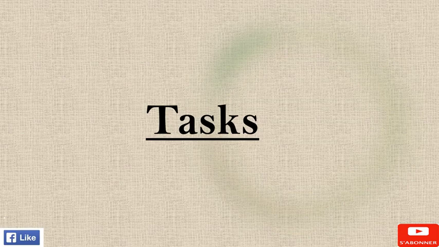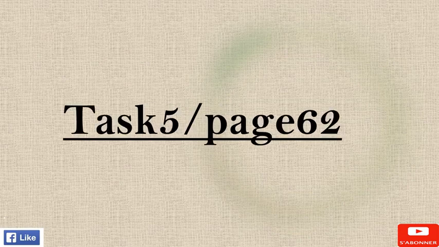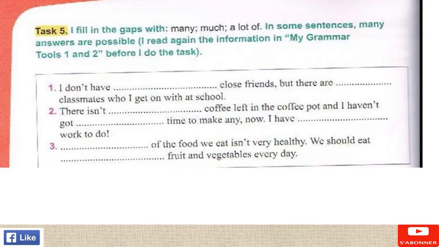نروح إلى التمارين. ناخذ task 5 page 62 تمرين 5 صفحة 62. In this activity you have to fill the blanks with many, much or a lot of. عبارة a lot of تعني much و many فقط نستعملها in the affirmative form وتكون مع countable and uncountable nouns.